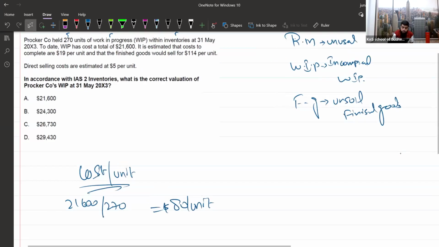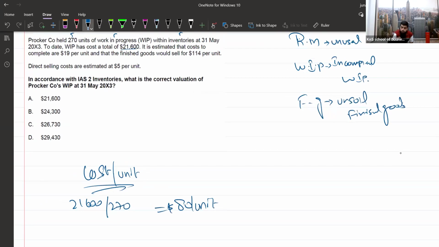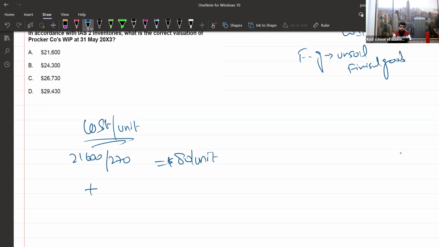Now, one more piece of information is given here: WIP has a total cost of 21,600. It is estimated that the cost to complete is $19 per unit. It is basically the cost to complete the product. Are we going to add this amount in the value of cost or not? Okay, Renuka said yes, Zara said yes. No, we are not going to include that amount in the value of cost.